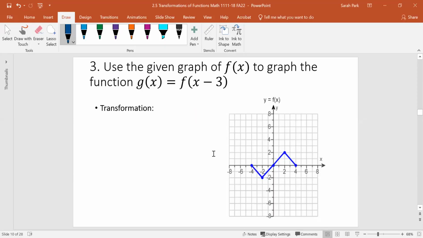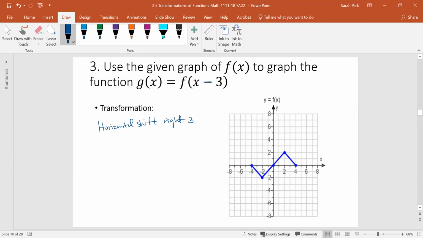Okay, so we're going to do some examples. Use the given graph of f of x to graph the function g of x equals f of x minus 3. This function looks like a zigzag. It's inside parentheses, doing x minus 3, so that's going to be a horizontal shift right 3 units.